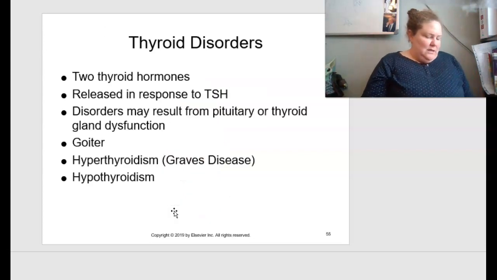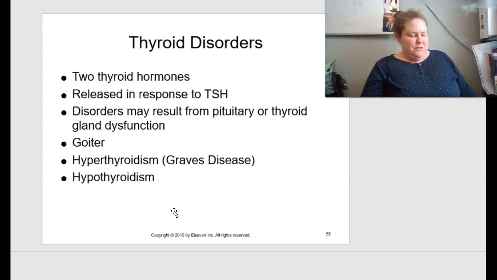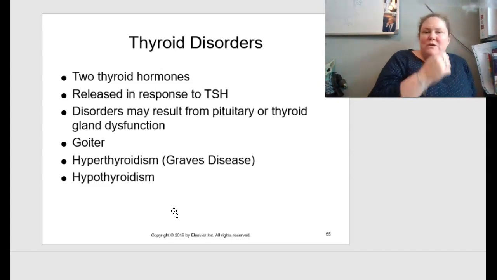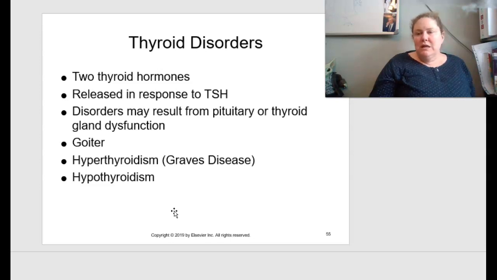So moving on to thyroid disorders, okay? These are going to start to be covered on page 413. You have two different thyroid hormones, and these are released in response to TSH, or thyroid stimulating hormone. These disorders may result from a pituitary or a thyroid gland dysfunction, and one example of a thyroid disorder presenting could be a goiter.